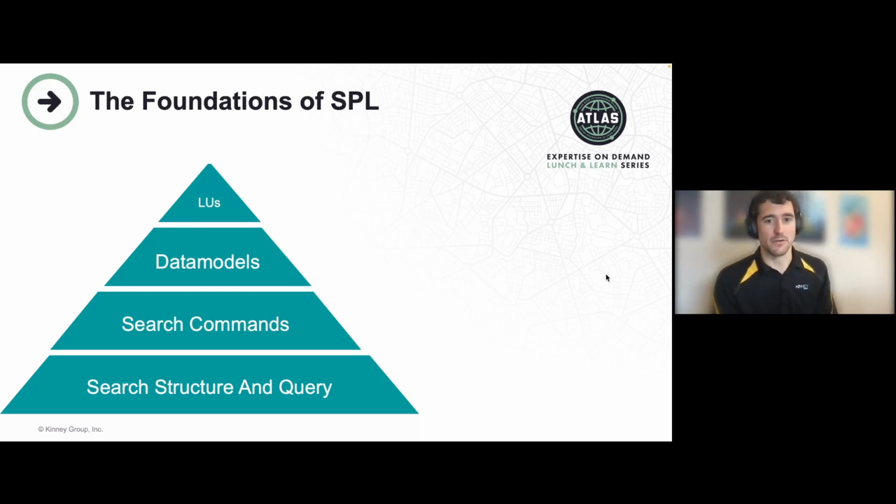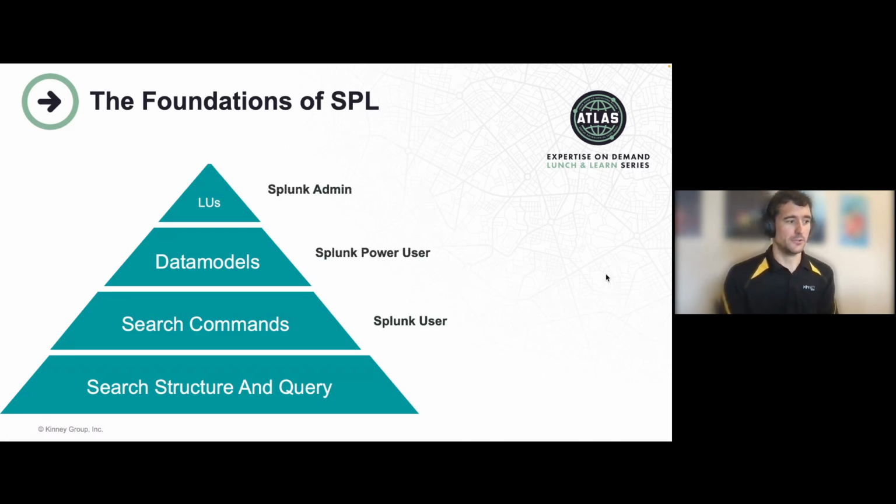Third, you get data models. Data models are incredibly powerful. We'll talk about this later, but it is moving up towards the peak, which are lookups or other knowledge objects, abbreviated to LU, so I can fit it all in. When it comes to this pyramid, a Splunk user should really be familiar with the first two stages. Splunk power users should start bleeding into data models and lookups.